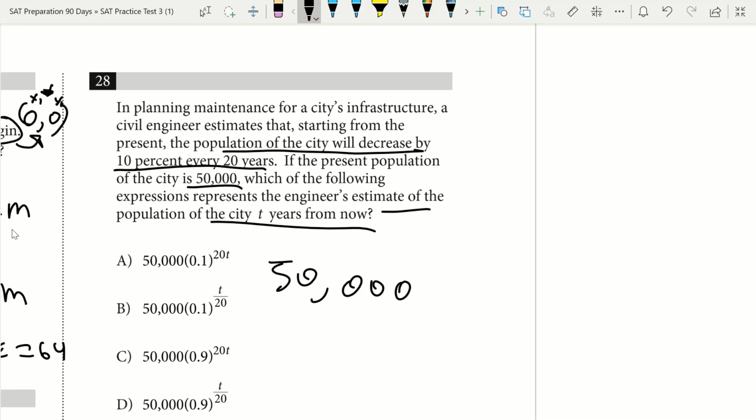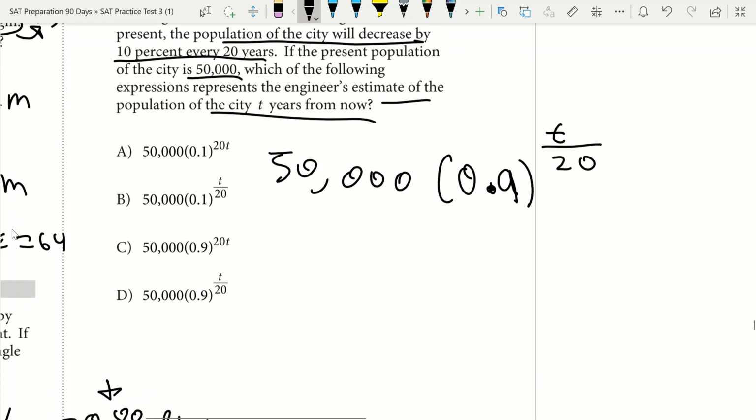Okay, well, this is going to be an equation where we have to list our starting value first, which is 50,000. We know we're decreasing by 10% every 20 years, so we're multiplying by 0.9 every 20 years. Okay, that's a decrease of 10%. So t is our years from now. Every 20 years is when we decrease by that 10%, so we need t over 20 to keep that as a 1. That's what our equation is going to have to be, and we see that that's answer choice D, so D will be our correct answer there.